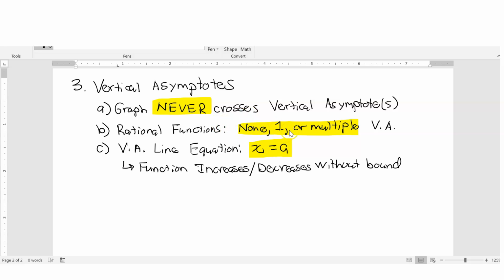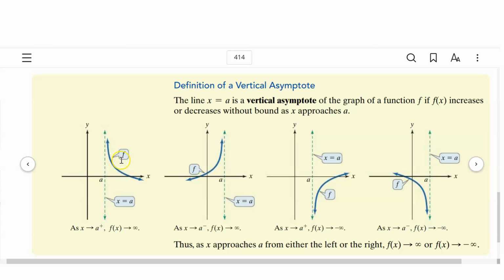Rational functions can have none, one, or multiple vertical asymptotes, and this is just an abbreviation I'm going to use. And we can give the vertical asymptote with a particular form of a line equation. It'll be a vertical line of the form x equals a. And the definition is the function increases and decreases without bound around that value of a.